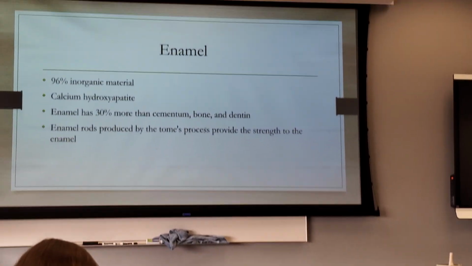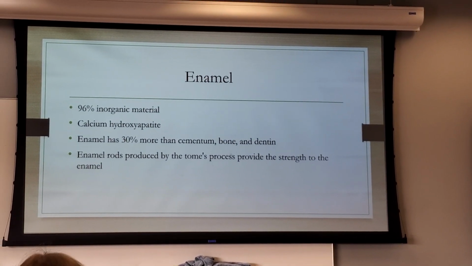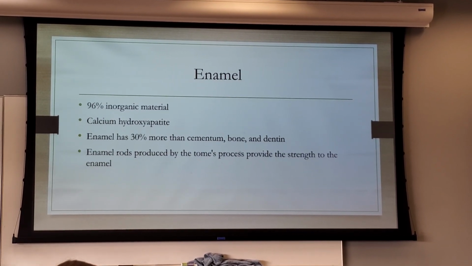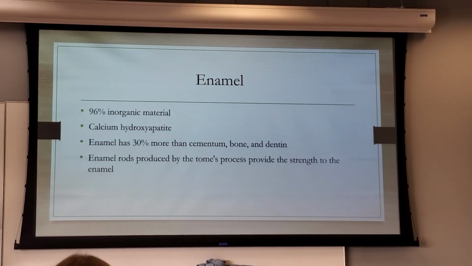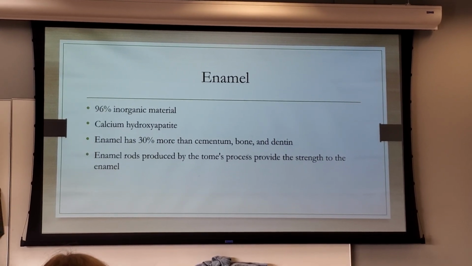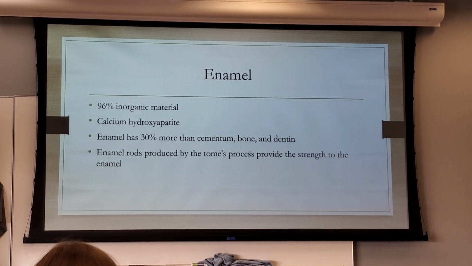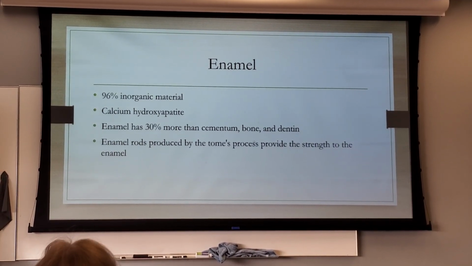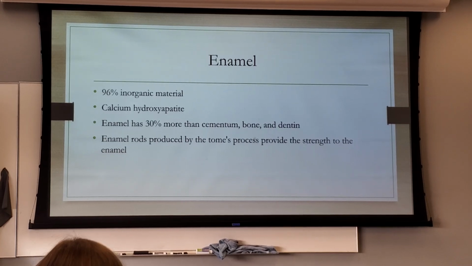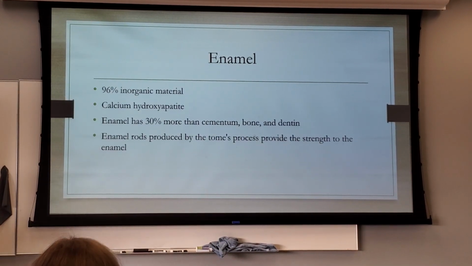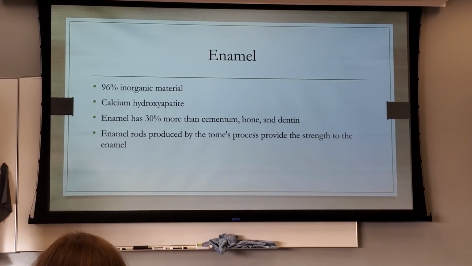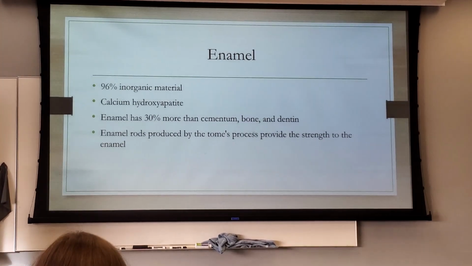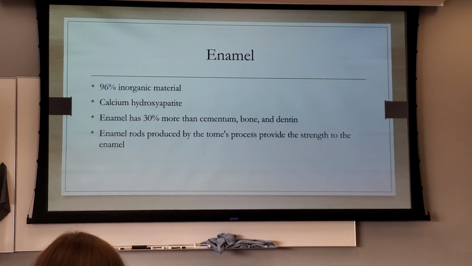So the enamel rods off of that Tomes process provide that strength to that enamel. So the Tomes process is laying down the enamel, and those rods are what give it its major strength. So if you remember, 96% inorganic material, there's the other percentages of water and organic, but the biggest part to remember is that 96%, compared to the other ones that we'll talk about too that have that percentage, but enamel has more of the calcium hydroxyapatite.